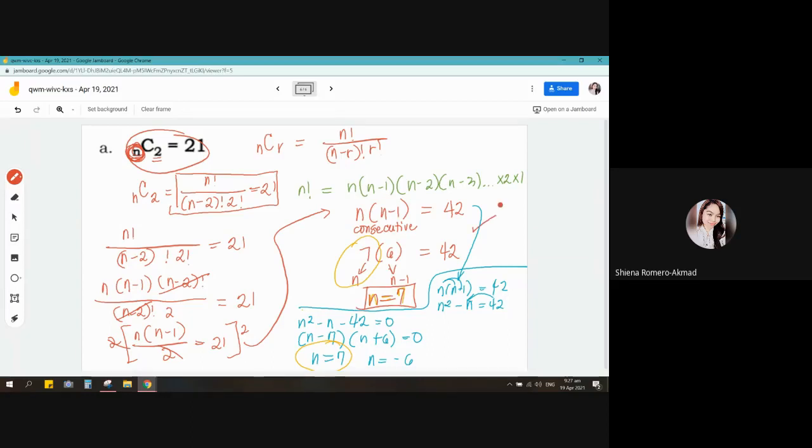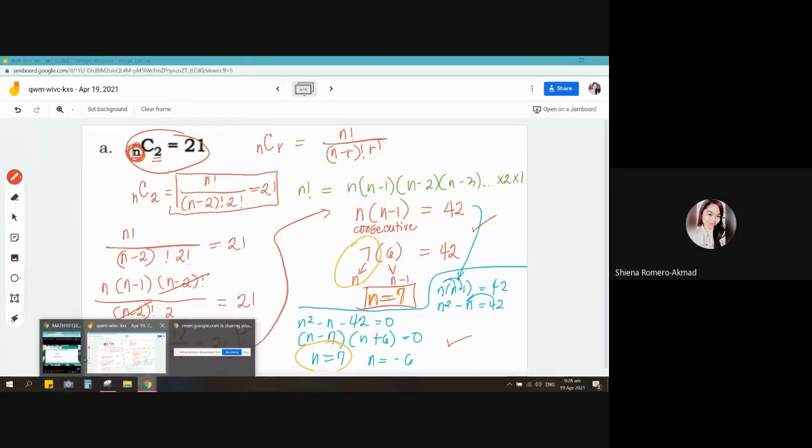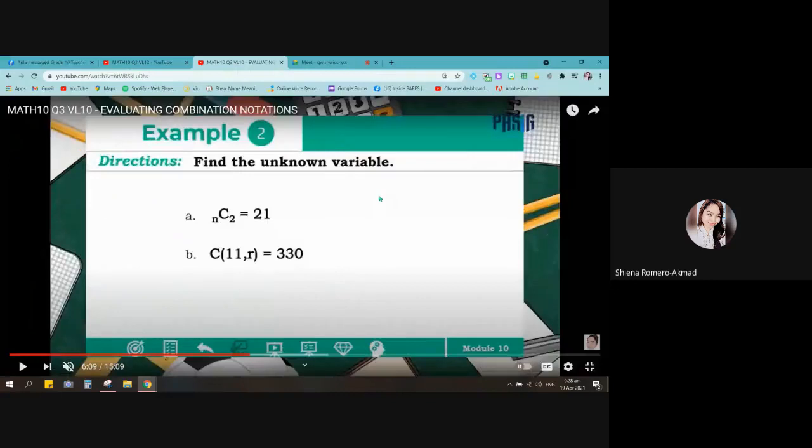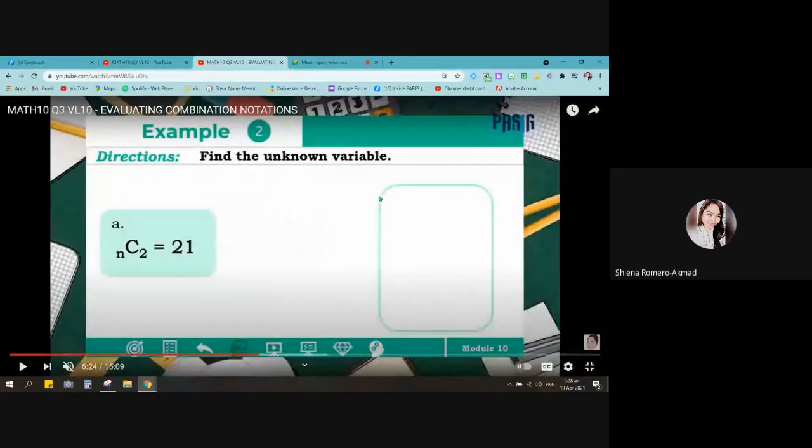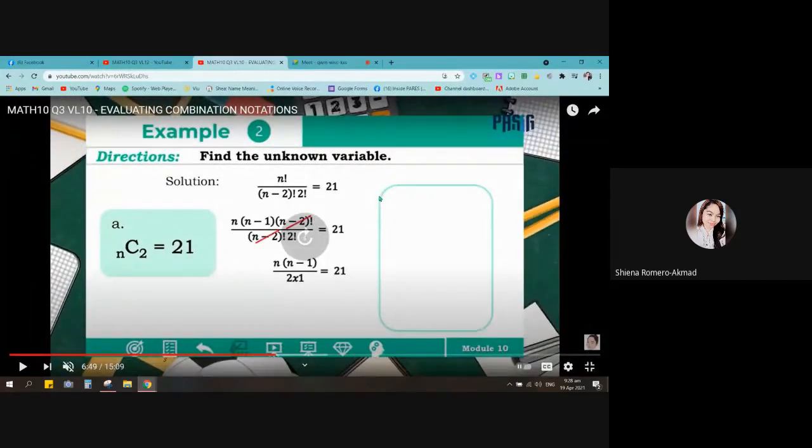Dito, getting the values just by thinking of possible values of n and n minus 1, or you will use this kind of solution kung saan bubuin mo siya as an equation. Then you get the factor. So kayo, sa inyo yan kung saan kayo mas nadadalihan. That would be for our letter A.